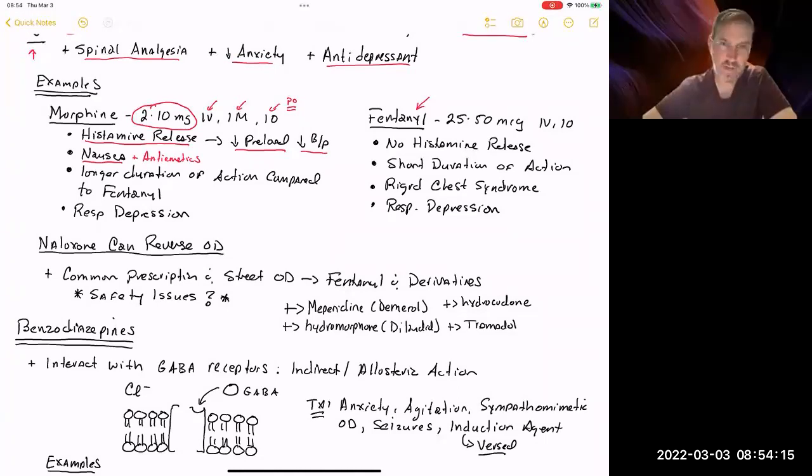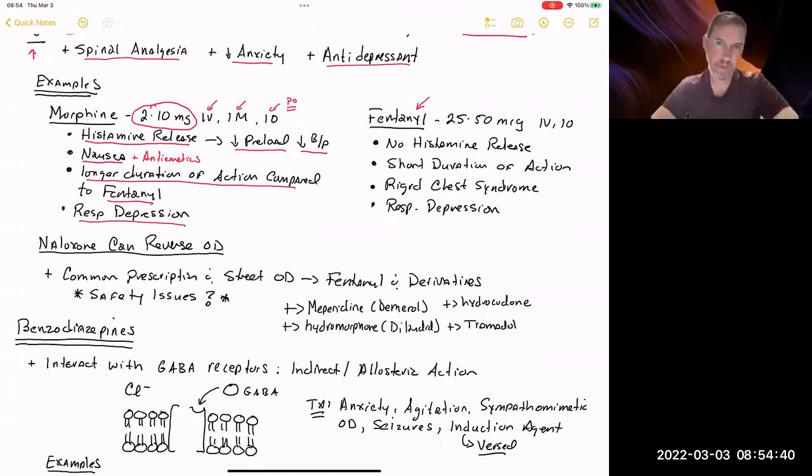Another interesting thing about morphine is that it has a longer duration of action compared to fentanyl, substantially longer, up to hours in some cases. And of course, respiratory depression and loss of airway protection, hypoventilation, et cetera, are all problems associated with the opioids that we need to be on the lookout for.